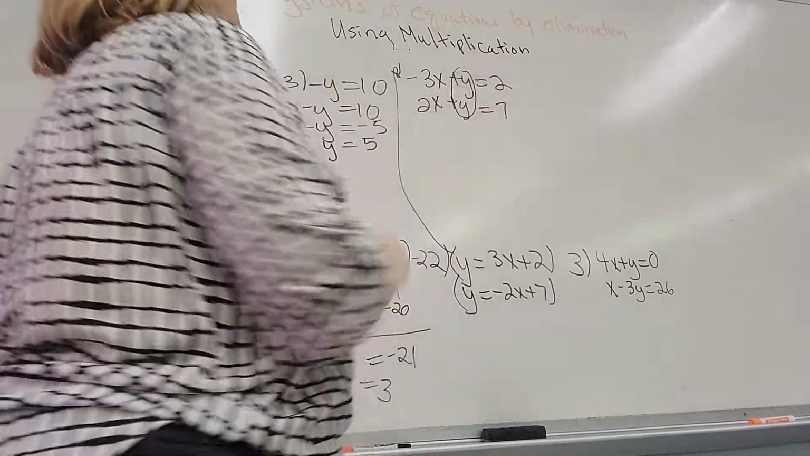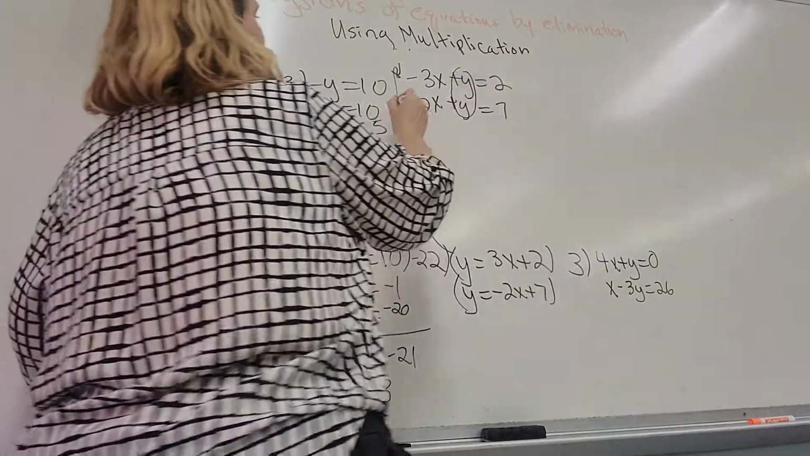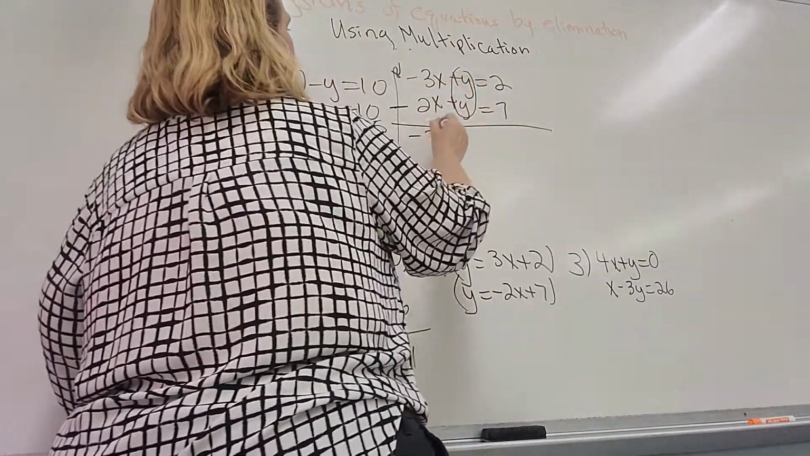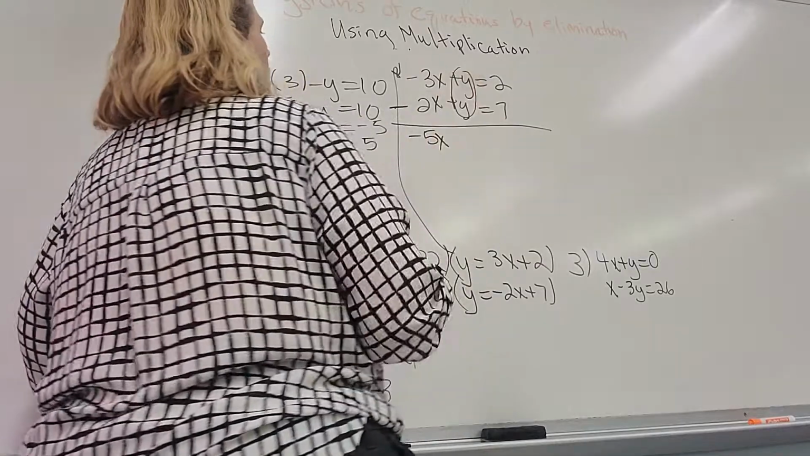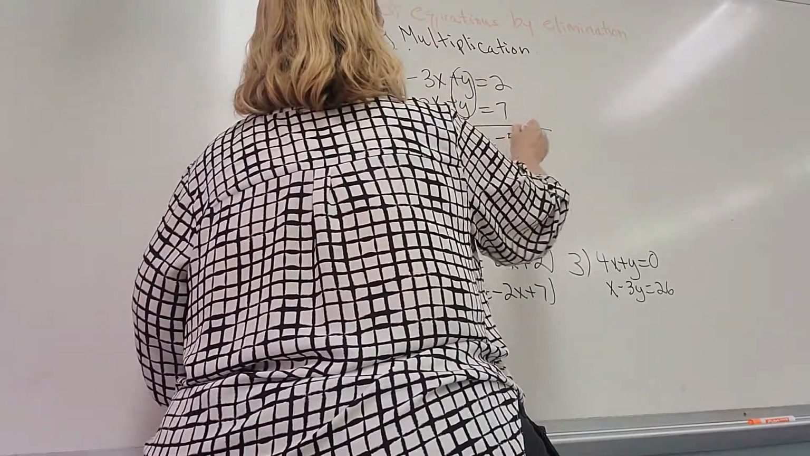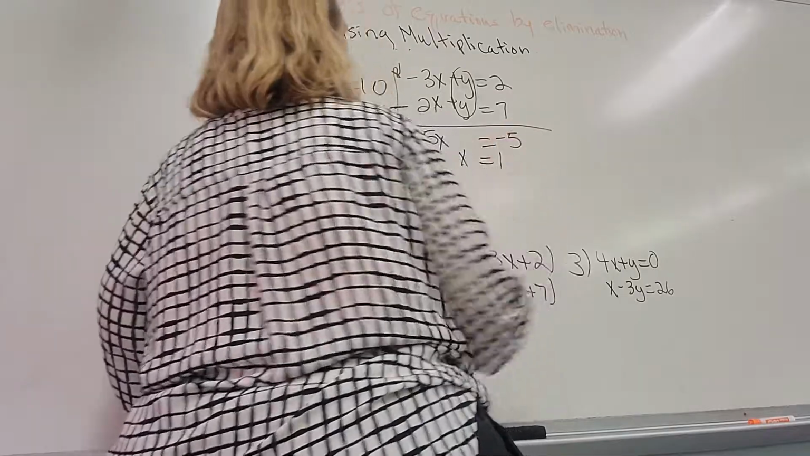So now when we look at this, we do have something in common, and it's the y's. They are the same, +1. When they're the same, we subtract. -3x minus 2x is -5x. We got rid of our y's. Y minus y is 0. 2 minus 7 is -5. Divide by -5 and x is 1.